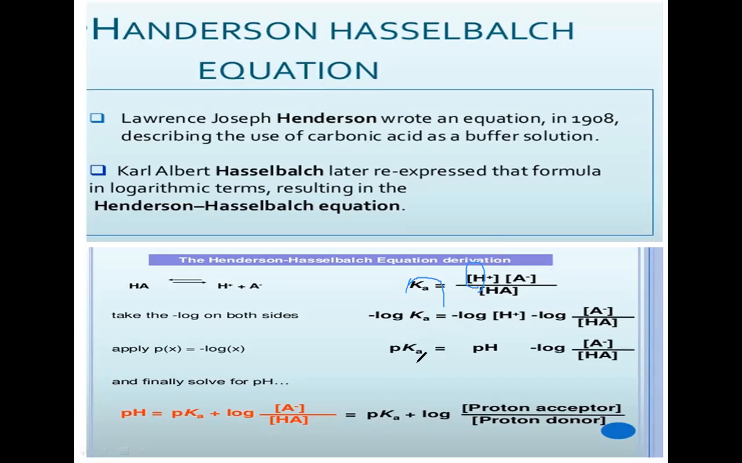So pKa equals pH minus log of A minus over HA. So pH equals minus log concentration of H plus, this is the pH value. If we elaborate the equation, we can say that pH equals pKa plus log of proton acceptor by proton donor. So this is the basic scheme of the Henderson-Hasselbalch equation.